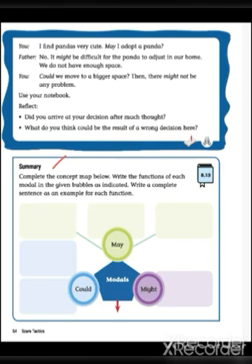Next, summary. Complete activity 8.13. Complete the concept map below. Write the functions of each modal in the given bubbles as indicated. Write a complete sentence as an example for each function. So children, you have to write the functions of each modal given in the bubbles, and you can refer to page numbers 51 and 52 for the functions of the modals. In page number 55, you should write your example sentences for each function of the given modals.